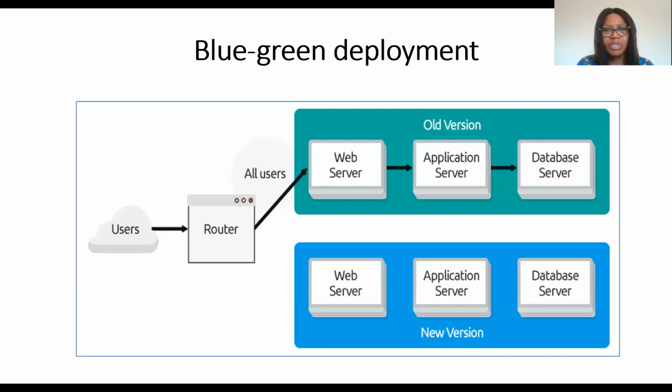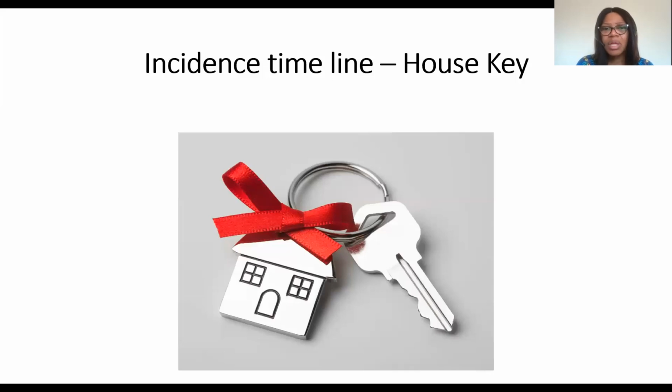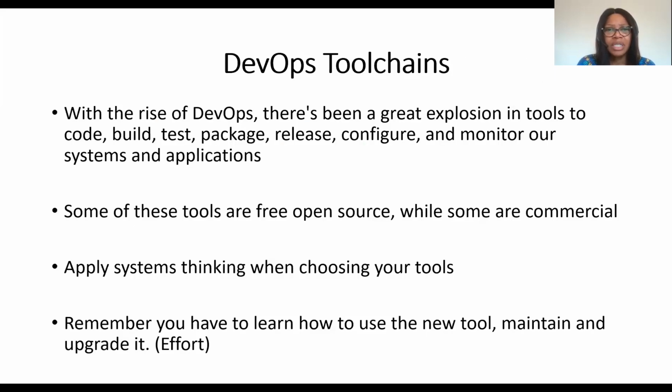So blue-green environment, I've talked about that. Microservices loosely coupled, I've talked about that. I've used the key as an example. And then let's talk about DevOps toolchain. Now, it says here, with the rise of DevOps, there's been a great explosion in tools to code, build, test, package, release, configure, and monitor our systems and applications. Some of these tools are free, open source tools, while some are commercial. Apply systems thinking when choosing your tools. Remember, you have to learn how to use the new tool, maintain it, and upgrade it. It takes a lot of effort.